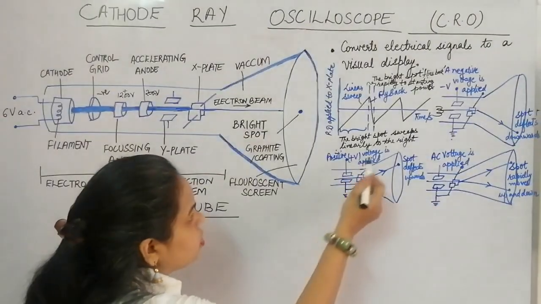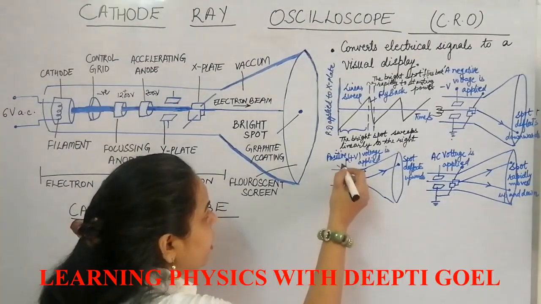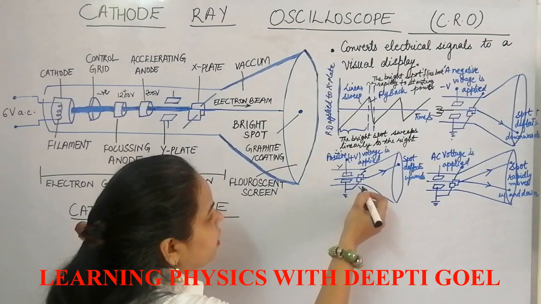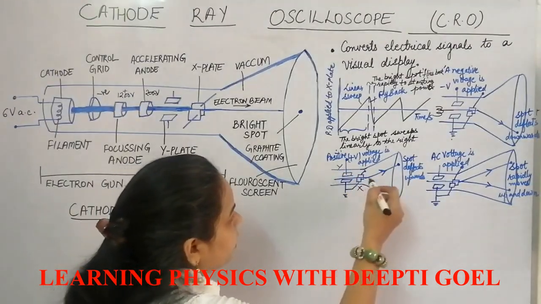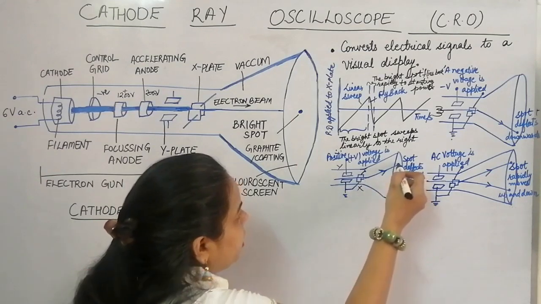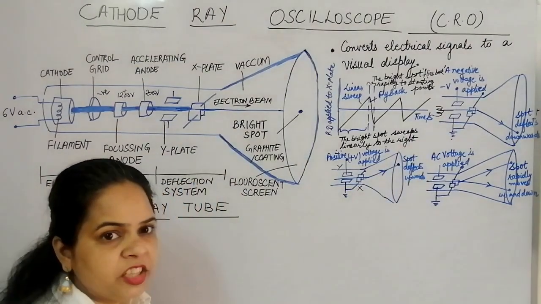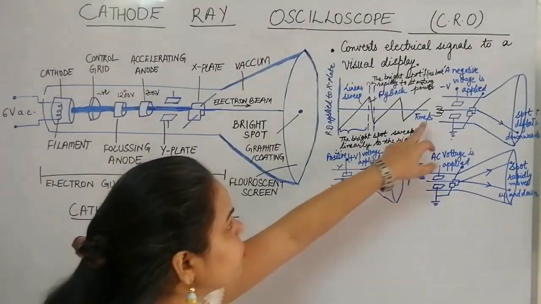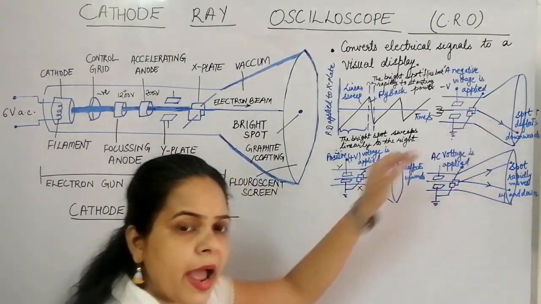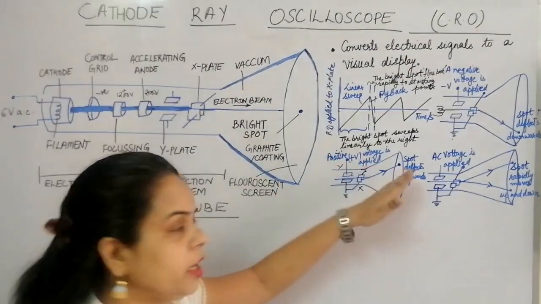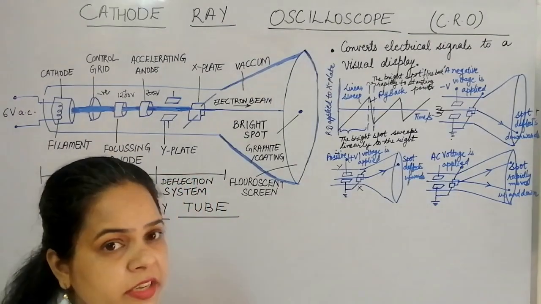And when we apply a positive voltage to the Y plates, where we have not applied anything to the X plates, the deflection of the electron beam points in the upward direction. So when we apply a negative DC voltage, we get a downward spot, and if we apply a positive DC voltage, we get a spot in the upper part of the fluorescent screen.